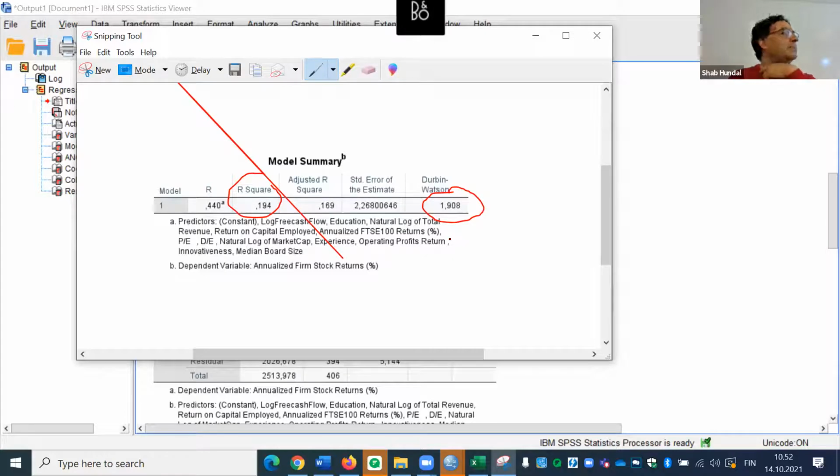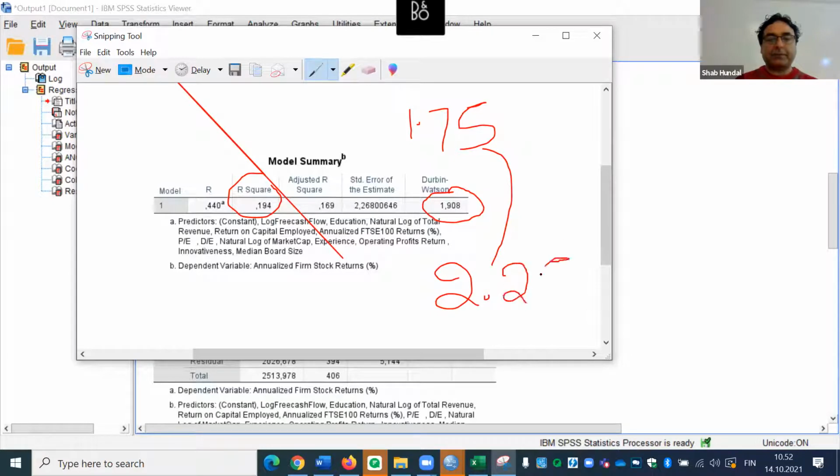This problem can be very severe, and the problem is with the data, actually. If your Durbin-Watson test is around 2, between 1.75 and 2.25, you are doing a great job. And the data shows that our Durbin-Watson test is 1.908. So we are safe.